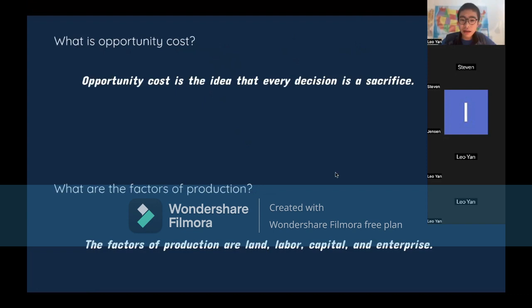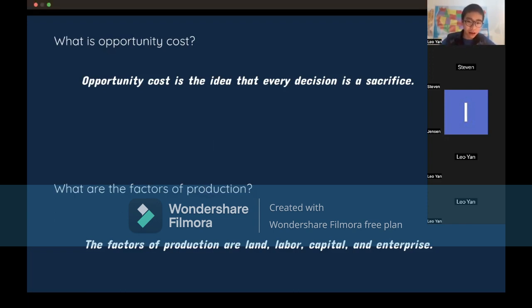So opportunity cost is the idea that every single decision is a sacrifice. Technically, from an economics perspective, there's no truly good decision, because with every single decision that you're making, you're giving up on something else. There is a cost of you having the opportunity to do something. So you're basically choosing, should I choose A or should I choose B? Which one would give me the most benefits and the least harms? But technically, if you chose A, then you will be losing out on B. If you chose B, then you will be losing out on A.